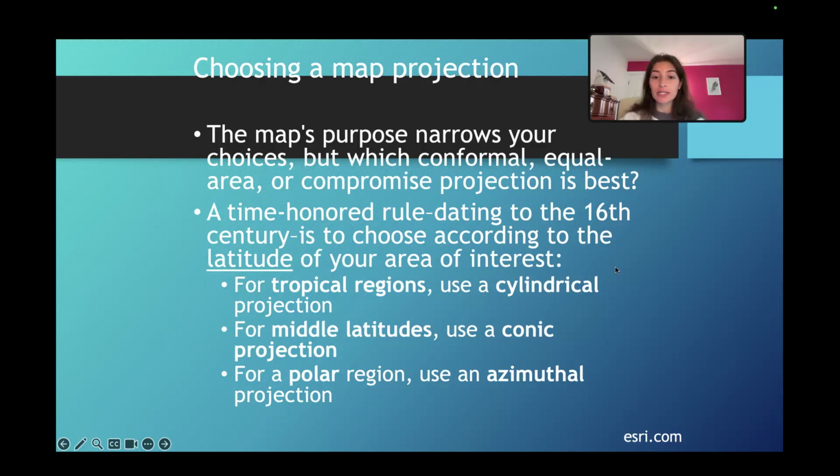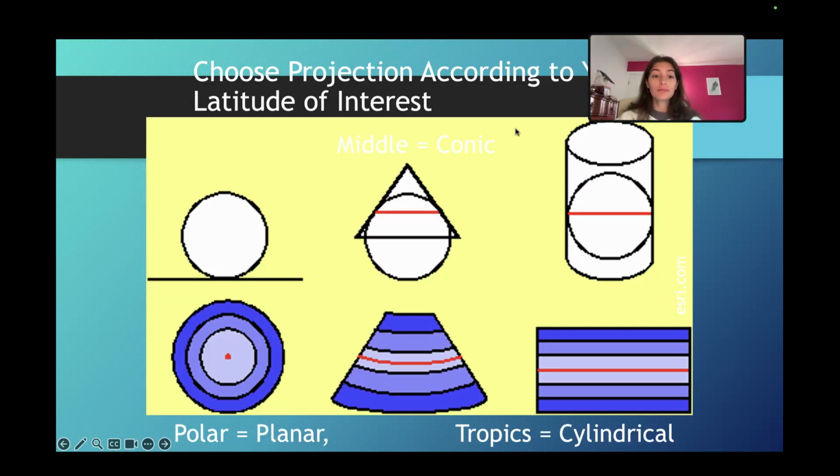Just something to keep in mind that this is how a lot of people have chosen their projections based on their area of interest. Polar, planar, tropic, cylindrical, you can see, middle, conic. You can kind of see why they may choose this. Over here, the center of the dot for planar, or azimuthal, lines up. There doesn't seem to be too much distortion.